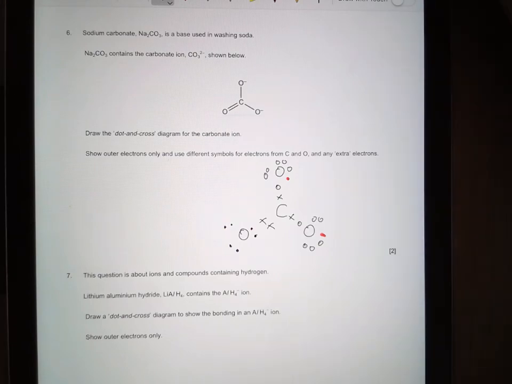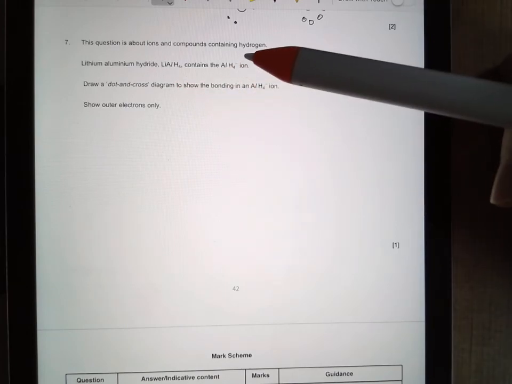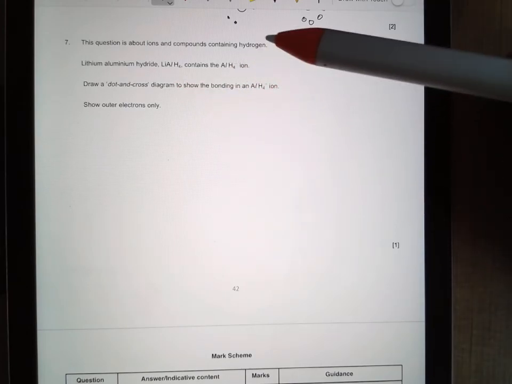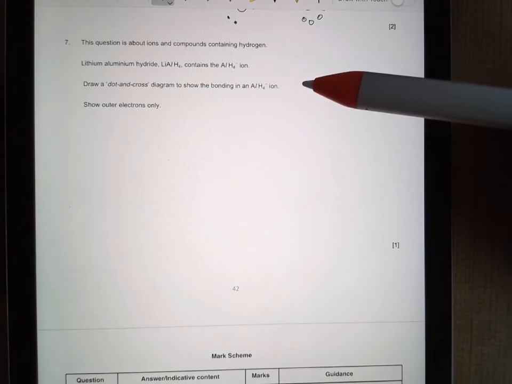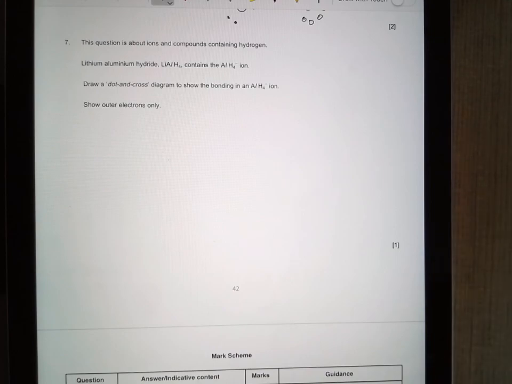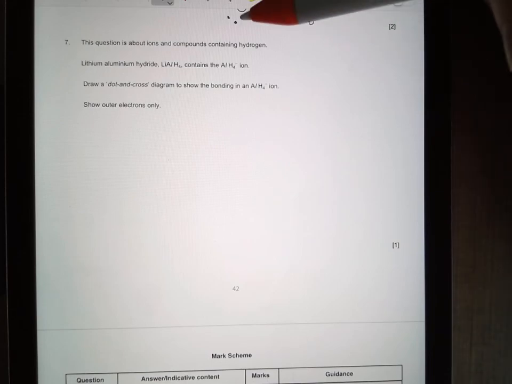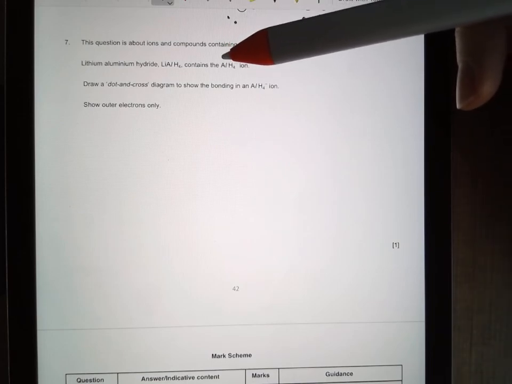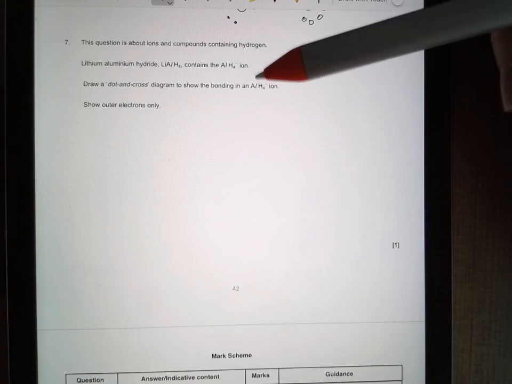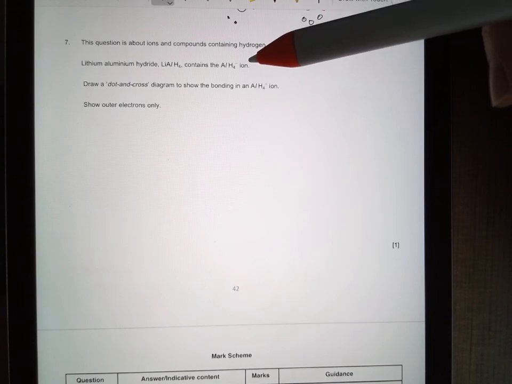The last example, they are talking about lithium aluminium hydride, and they want you to draw the AlH4- ion. This is quite a tricky example, just because you've got aluminium and you've got hydrogen, and aluminium, you know, is a metal, and hydrogen is obviously not a metal. So your first instinct might be that you're drawing an ionic dot and cross diagram, but you are not. You are drawing a covalent dot and cross diagram. The clue to that is they're telling you that the whole thing, AlH4, is an ion. It's a polyatomic ion, and in polyatomic ions, the atoms are covalently bonded.